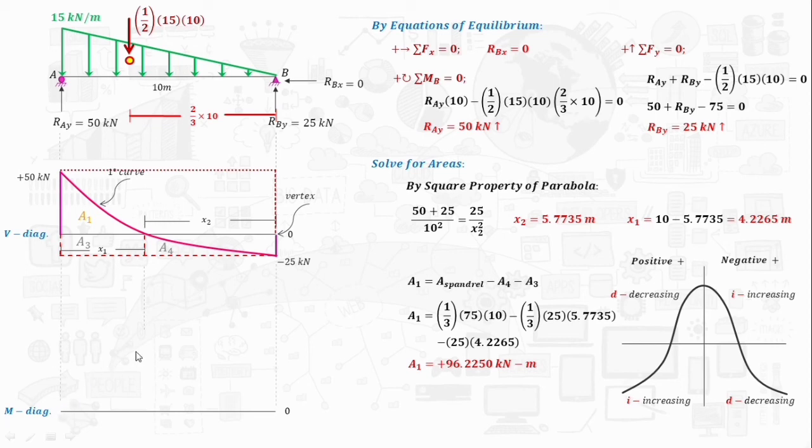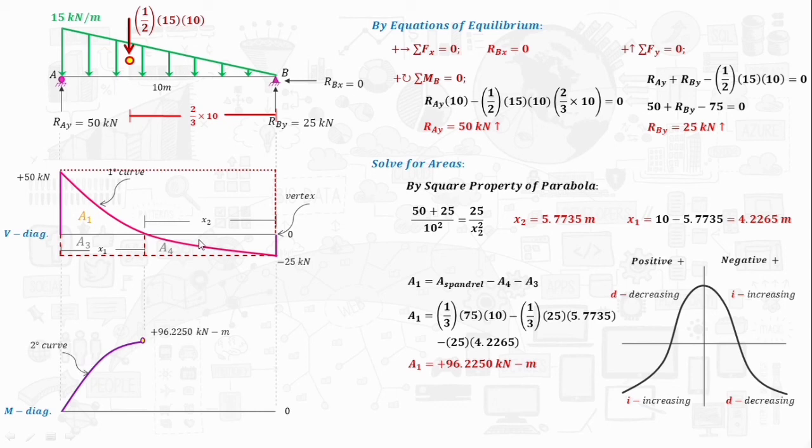So, from 0 na moment kay A, aakyat tayo dito. Si area 1 ba, positive or negative? Positive kasi nasa taas siya. Tama? And from 50 to 0, increasing or decreasing? Decreasing. So, positive, decreasing. So, this is positive 96.2250 kilonewton meter, second degree curve.